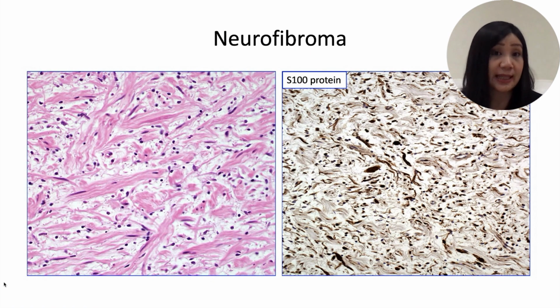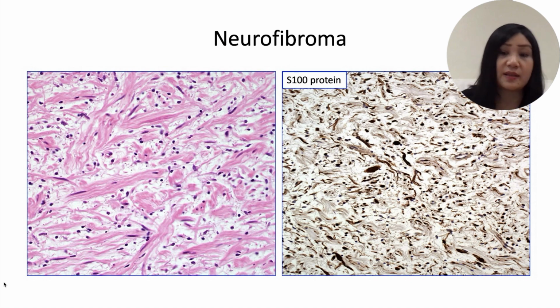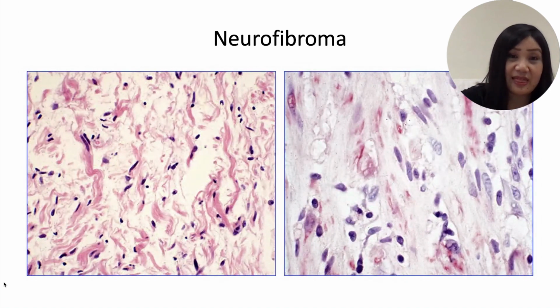Neurofibroma can show variable CD34, typically not diffuse, in contrast to spindle cell lipoma, and this also shows S100 protein strongly in most cells, in contrast to spindle cell lipoma.